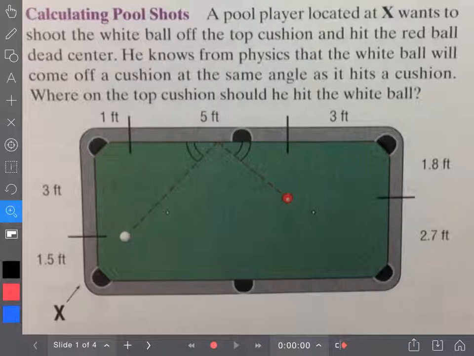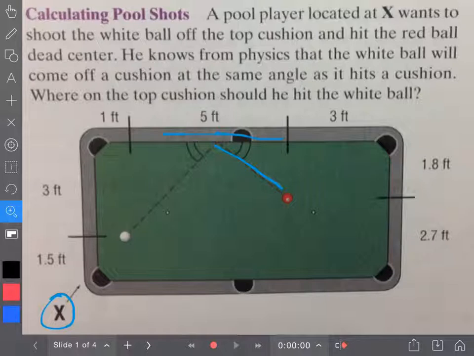So anyway, here's 79. A pool player located at point X, which is right here, wants to shoot the white ball off the top cushion. So here's the top cushion. And hit the red ball dead center. The pool player knows from physics that the white ball will come off a cushion at the same angle as it hits a cushion. Where on the top cushion should he hit the white ball?